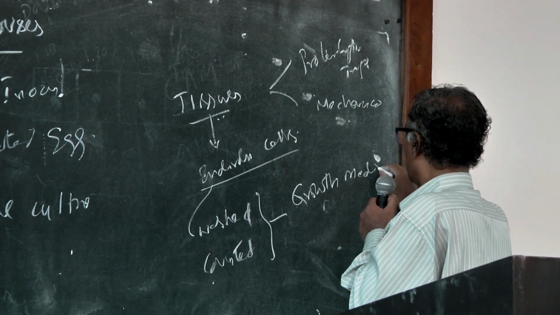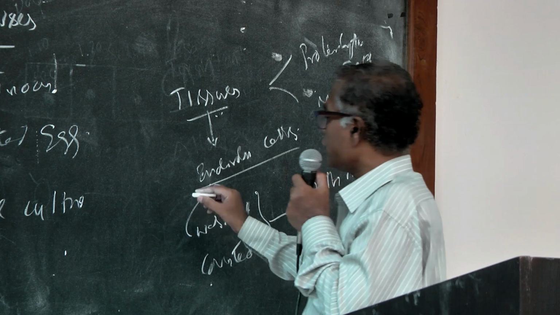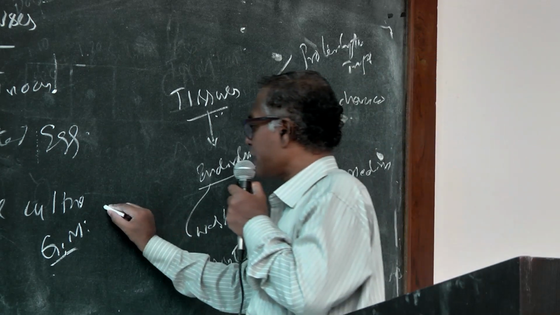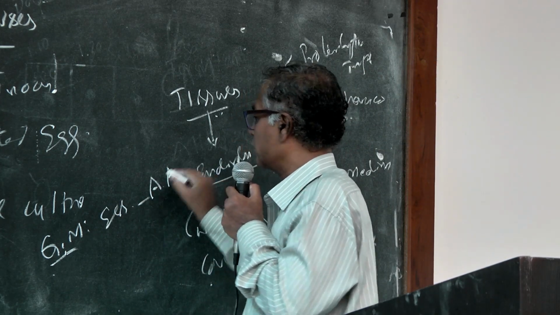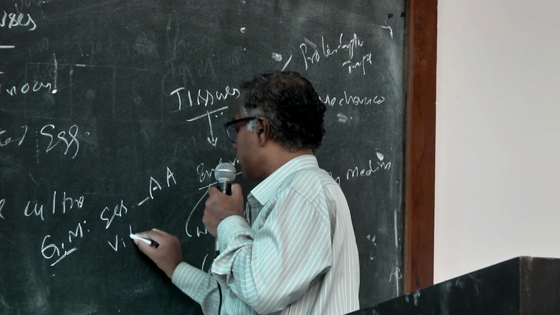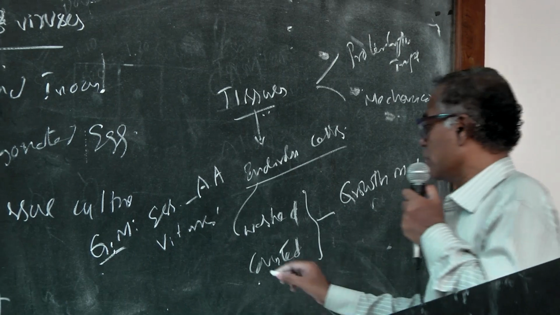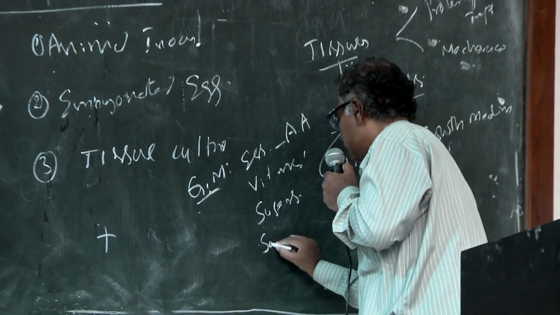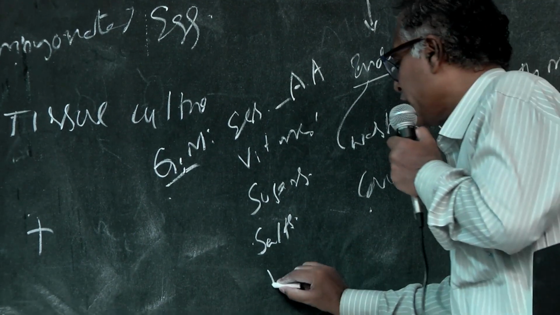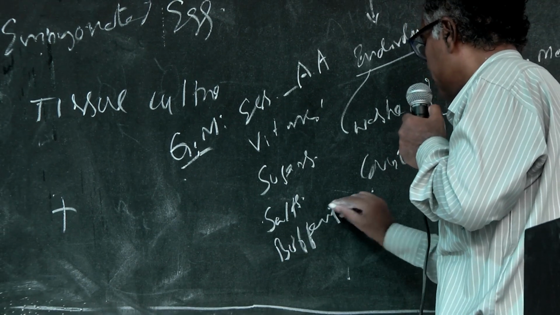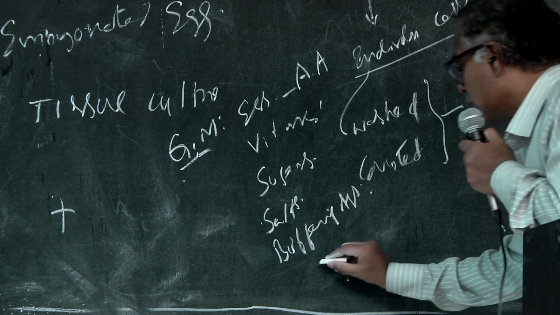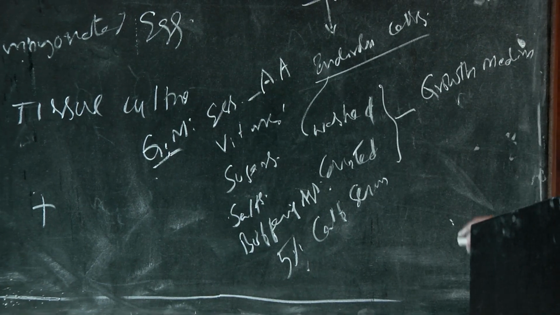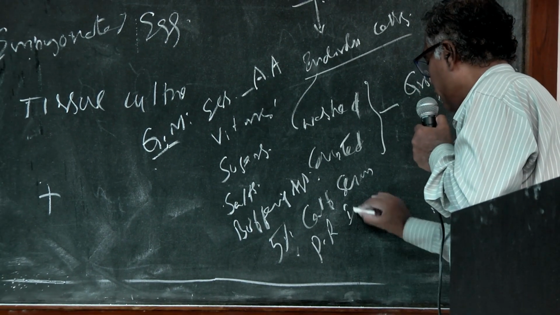So what is the growth medium? This growth medium consists of essential amino acids, vitamins, sugars, salts, buffering agents, 5% calf serum, antibiotics, and phenol red indicator.